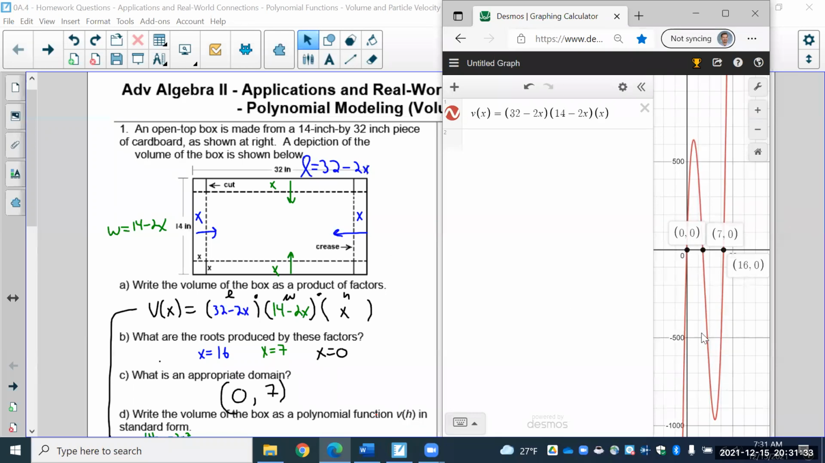So in the real world, all these negative values are meaningless. The box was destroyed as soon as you cut it 7 inches, because what's half of 14? It's 7. If you cut it in half, it's destroyed. So that's why I said 0 to 7.